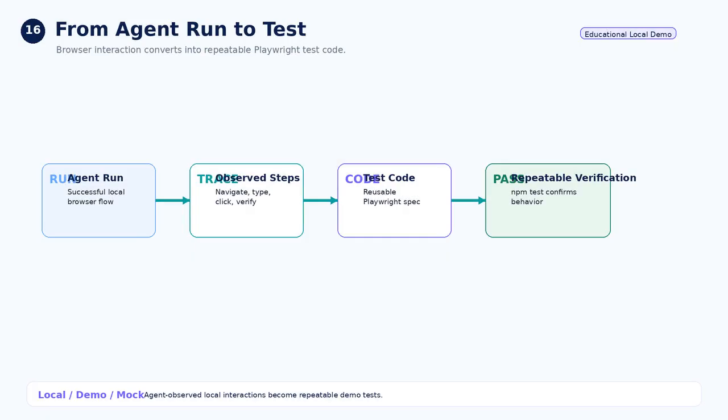That idea leads directly to going from agent run to test. A successful browser interaction can become a repeatable test. The agent can help draft a Playwright test from the observed workflow. The test opens the local page, fills the labeled input, clicks search, and checks the result. This is where Playwright MCP becomes useful for developers. It can help turn manual exploration into test automation. The test gives us a reusable verification artifact.